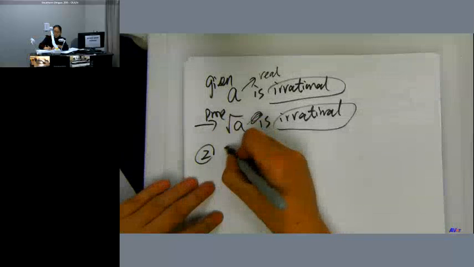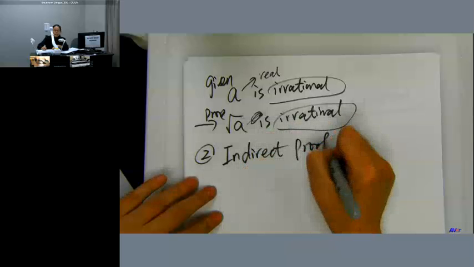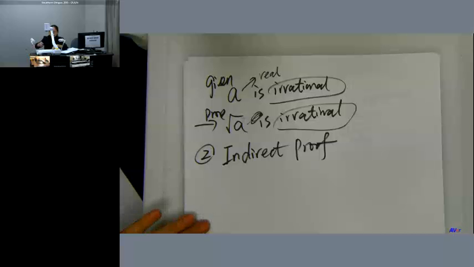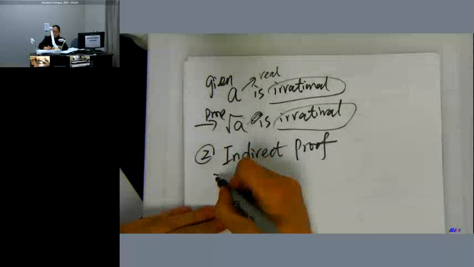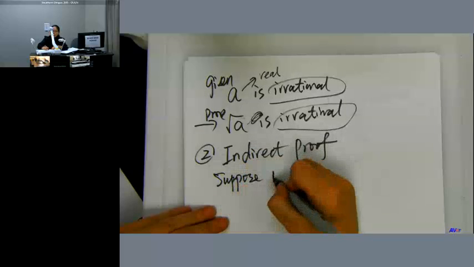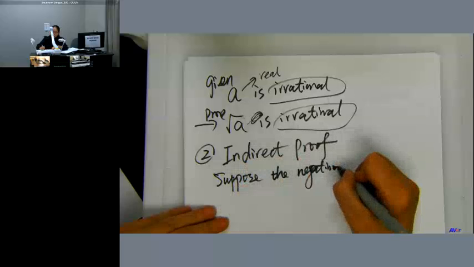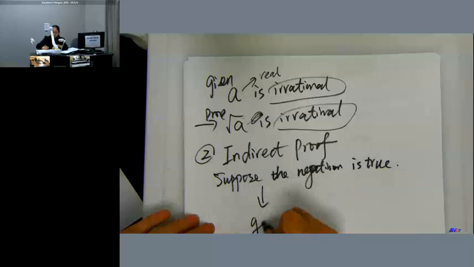You're going to use what we call indirect proof. That's the second proof technique we use a lot in math. How do we do indirect proof? What was the format? What's the first thing you always say? Suppose the opposite. We don't really call it the opposite. We say the negation, right? So suppose the negation is true, and you are going to get a contradiction.